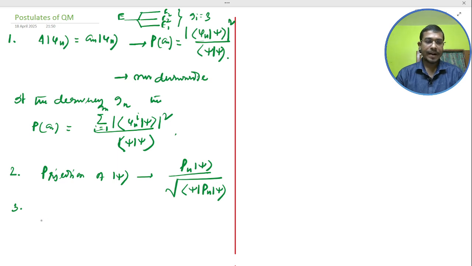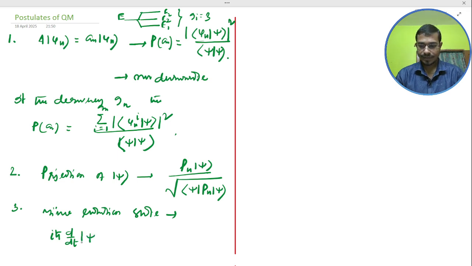Number 3, time evolution of the state. That is i h cross d/dt of psi of t is equal to H of t acting on psi. This is the time evolution.